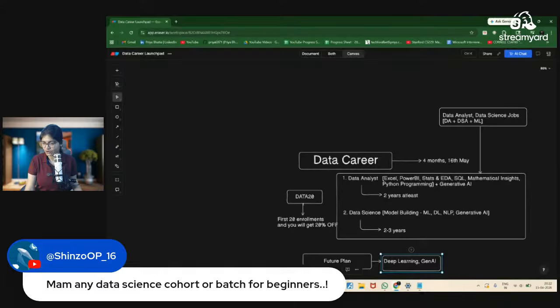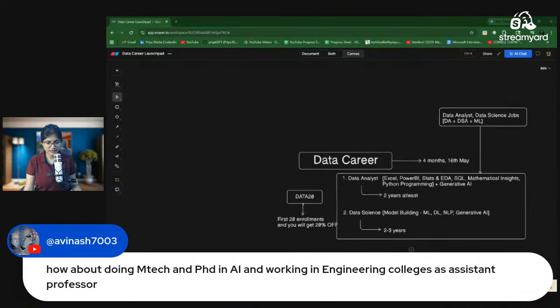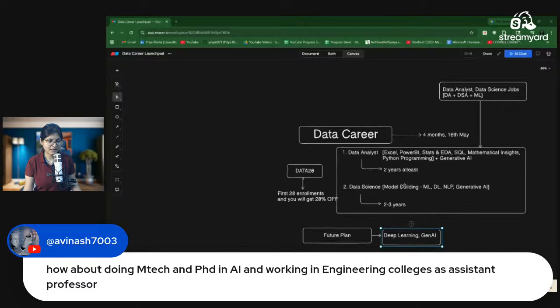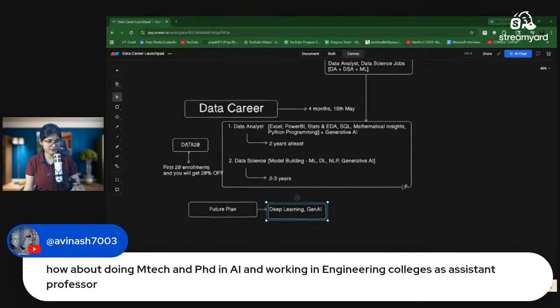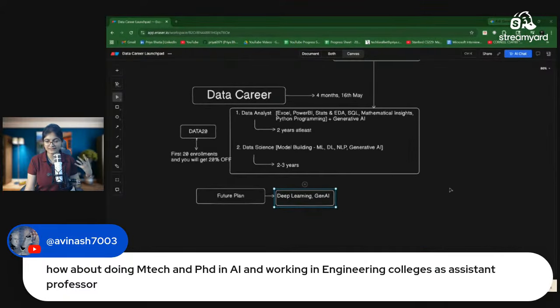Okay, let's talk about the next question. How about doing MTech and PhD in AI and working in engineering colleges as assistant professor? I mean, it's good if you like teaching, and if you feel like that's a good path for you, it's a good thing. I mean, definitely, big yes.